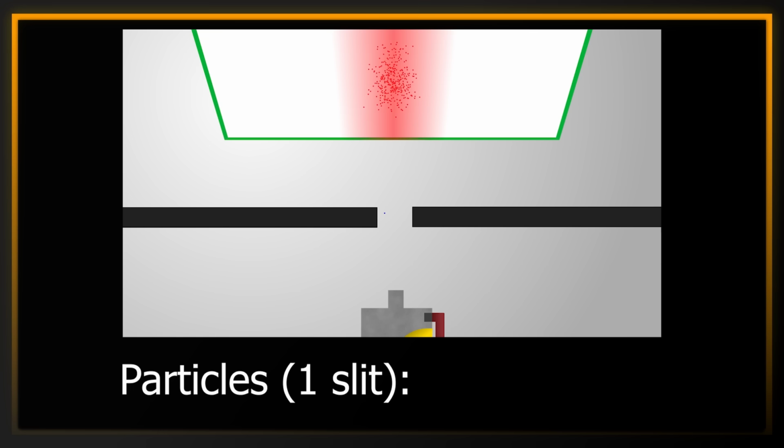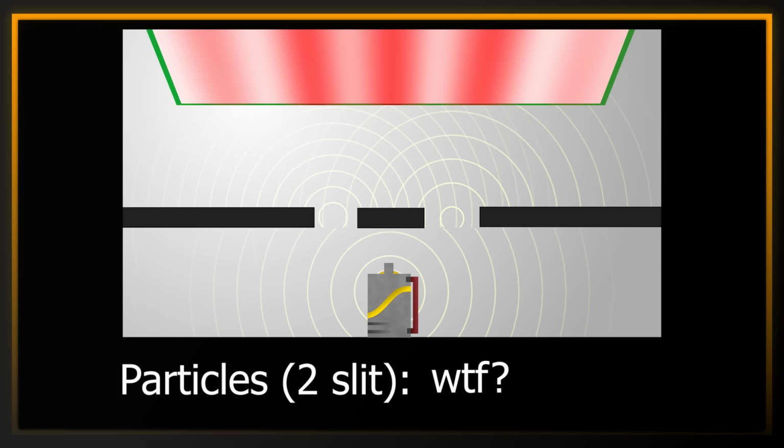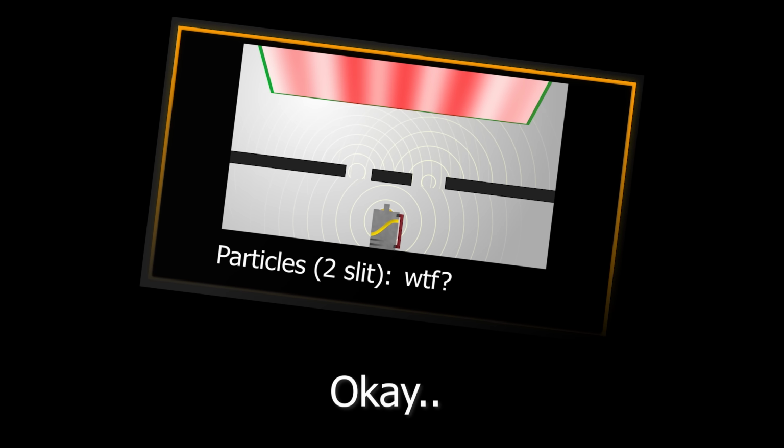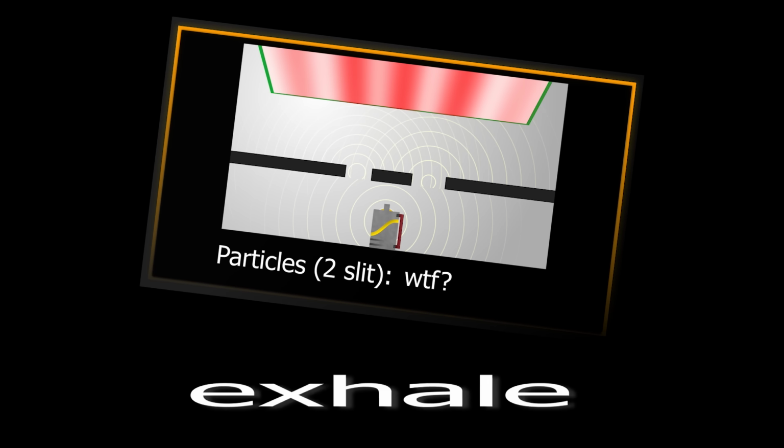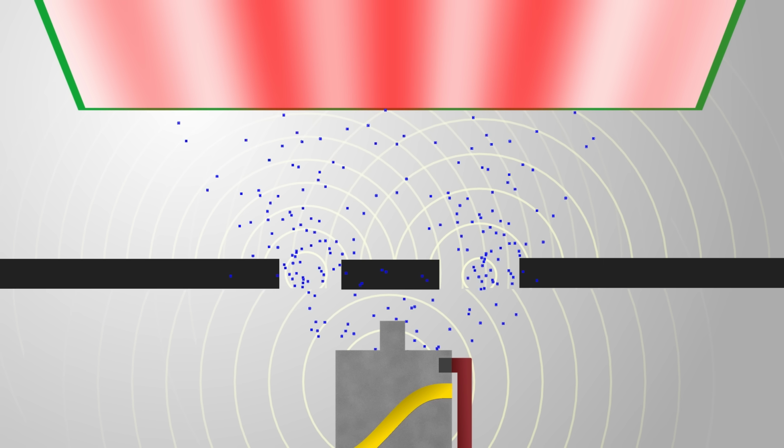This is the same interference that we got with light. So basically, the particles move like particles when we have one slit, but move like waves when we have a second slit? Okay. Okay, but how can they move like waves when they're individual particles?